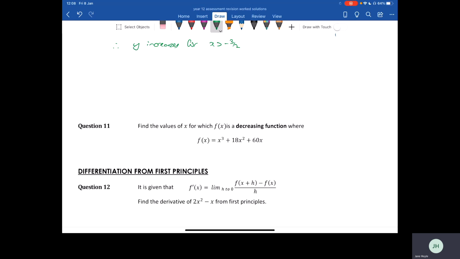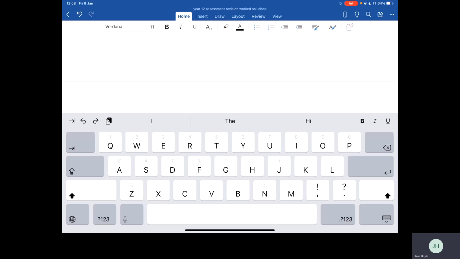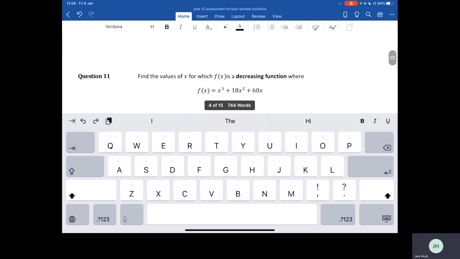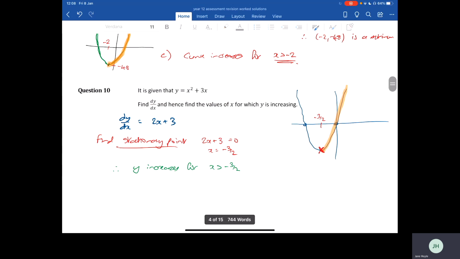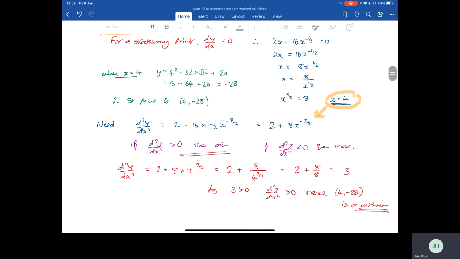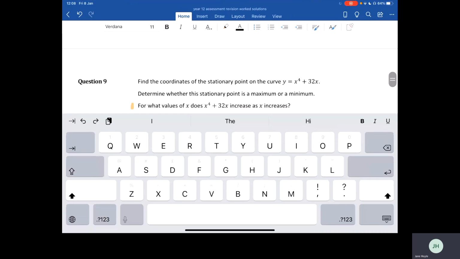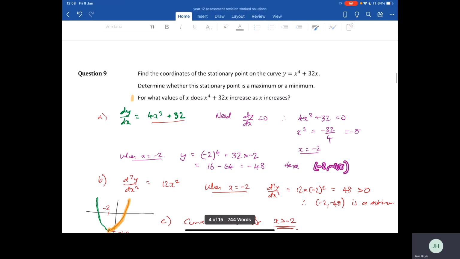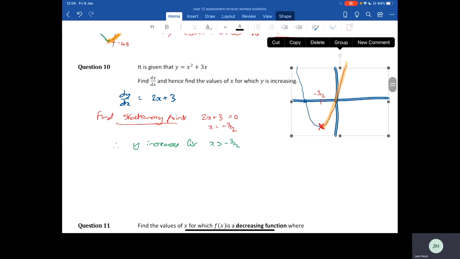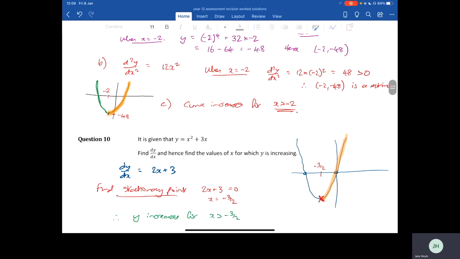Finally, we have got a decreasing function, similar idea. Here you can see it doesn't mention anything about finding stationary points, doesn't even mention that we need to find dy dx. So you can see, in this little section, we've gone from just finding a stationary point, that first question, question 8, and then finding the stationary point, determining whether it's a max or min, and then talking about increasing. A little bit less information, question 10, and then question 11, we're not given at all.